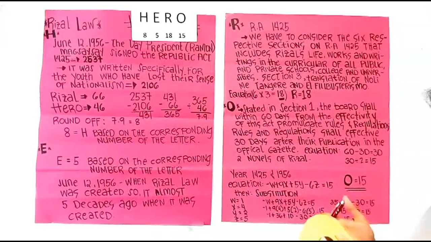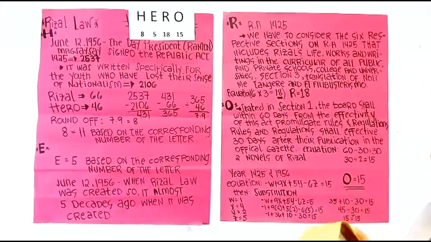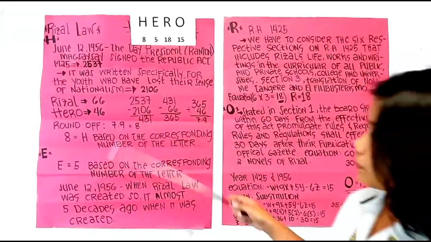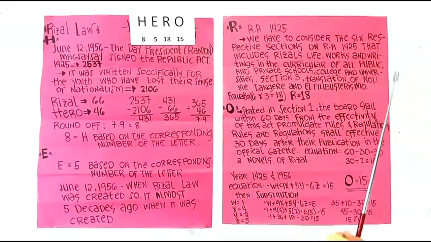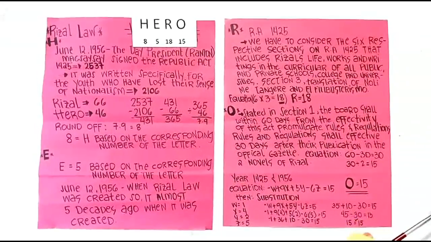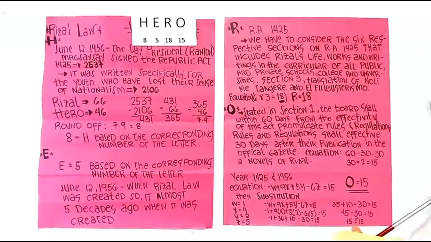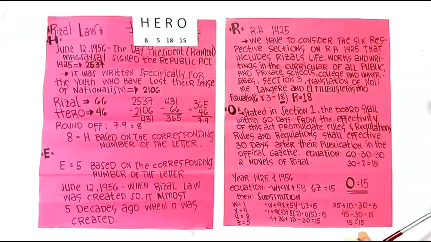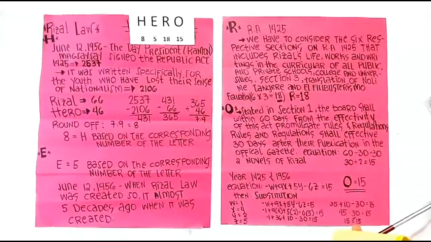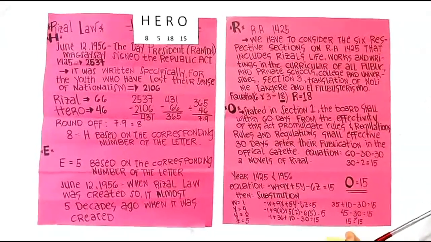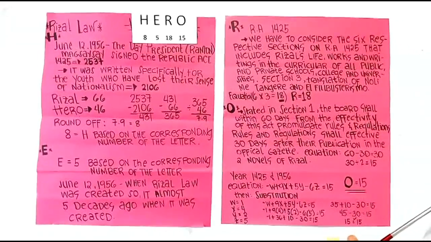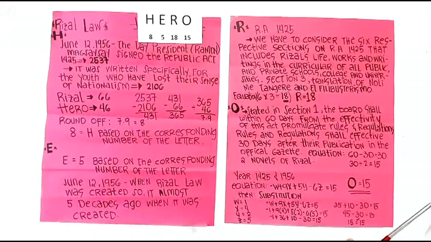we add all the letters and the sum of the letters is 2,537. It was written specifically for the youth who have lost their sense of nationalism, and all the letters and the sum of all letters is 2,106. Then we add the letters of the word Rizal.